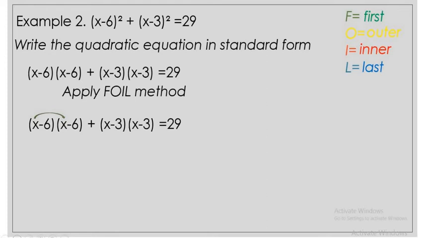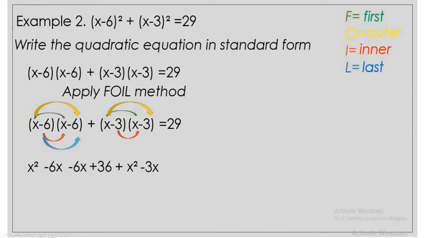This is the first, so x times x is x squared. Then outer, which is x times negative 6, is negative 6x. Next is inner, which is negative 6 times x, is negative 6x. Then last, negative 6 times negative 6 is positive 36. Next, first is x times x, x squared. Outer, we have x times negative 3 is negative 3x. Inner, we have negative 3 times x is negative 3x. And last, negative 3 times negative 3 is positive 9, is equal to 29. Okay, so let us simplify the equation.